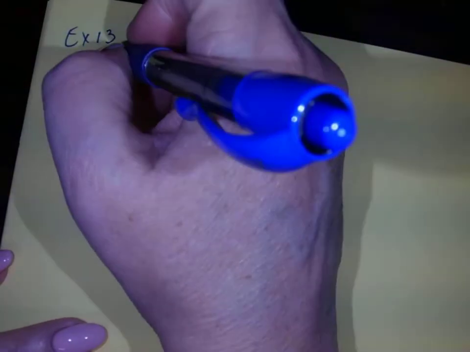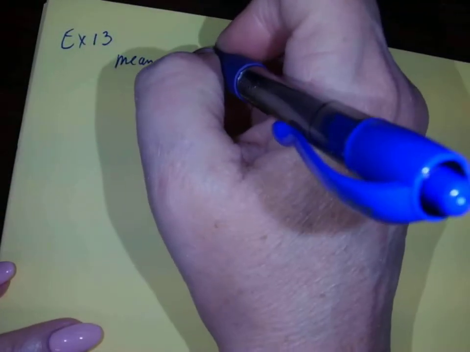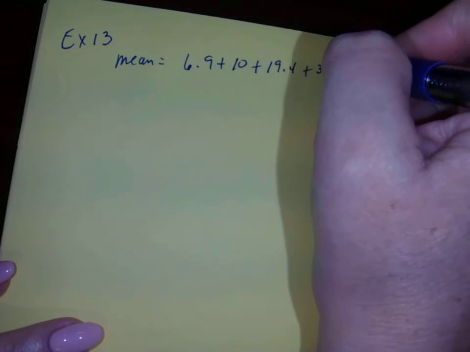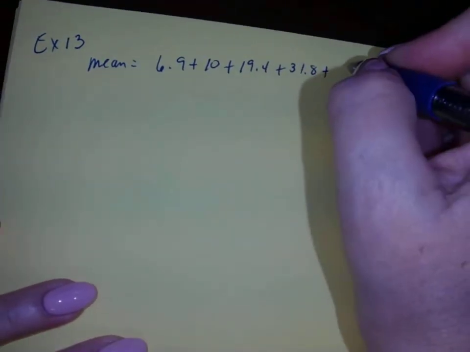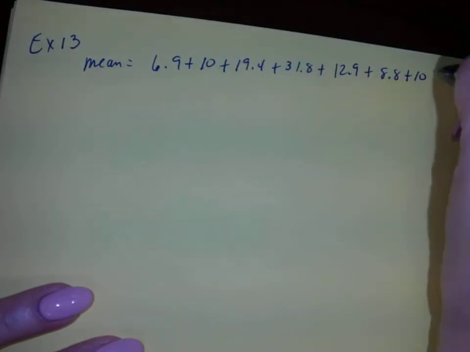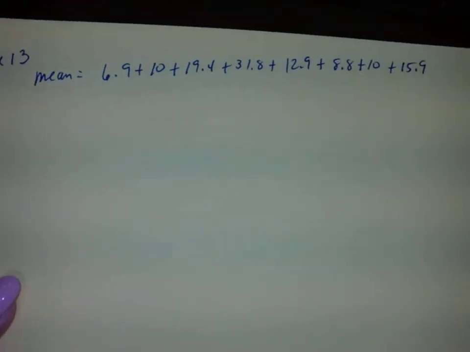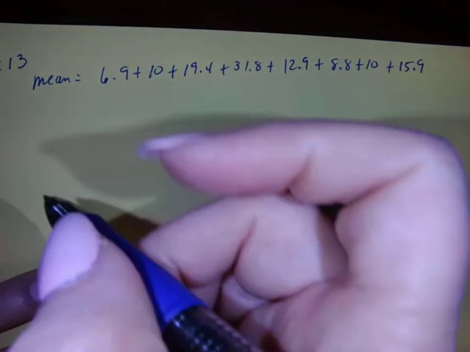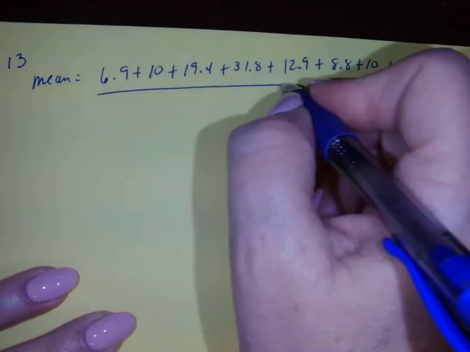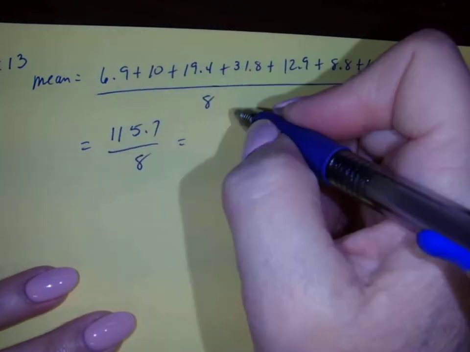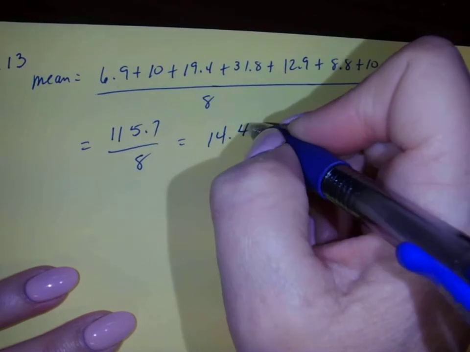Example 13, and for this one we're going to again find the mean, median, and mode. So our mean will be equal to 6.9 plus 10 plus 19.4 plus 31.8 plus 12.9 plus 8.8 plus 10 plus 15.9. All right, 1, 2, 3, 4, 5, 6, 7, 8. That's all of our numbers. Divide by 8. So we get a total of 115.7 when we add them, and we get a mean of 14.46.